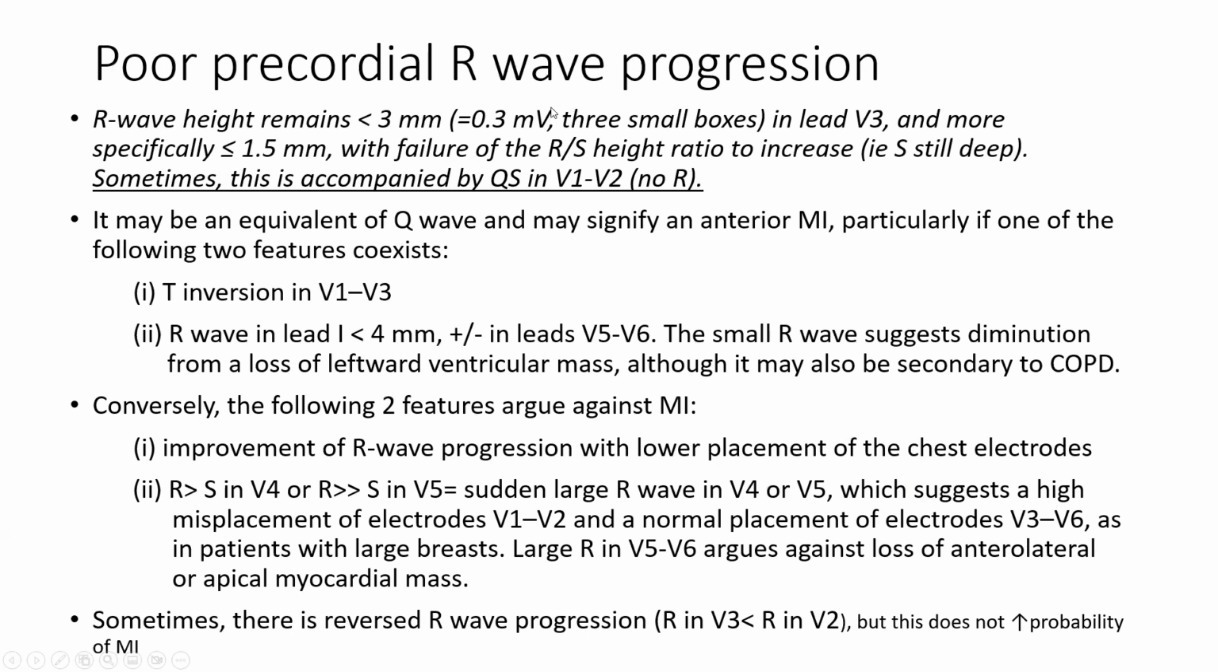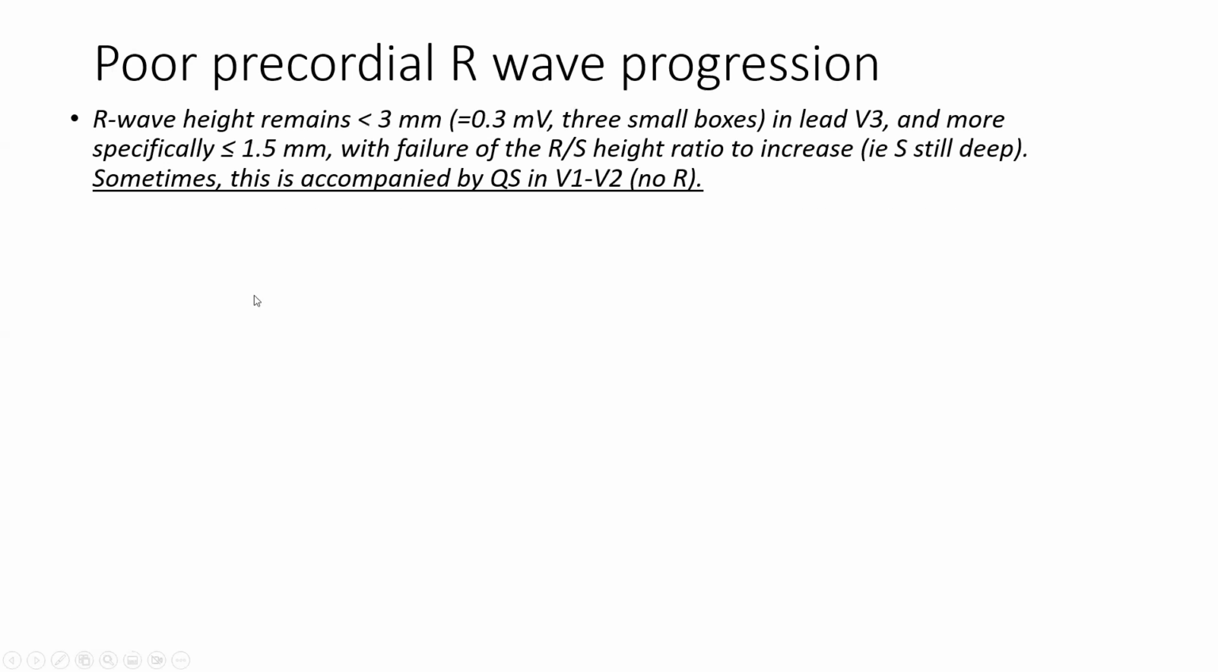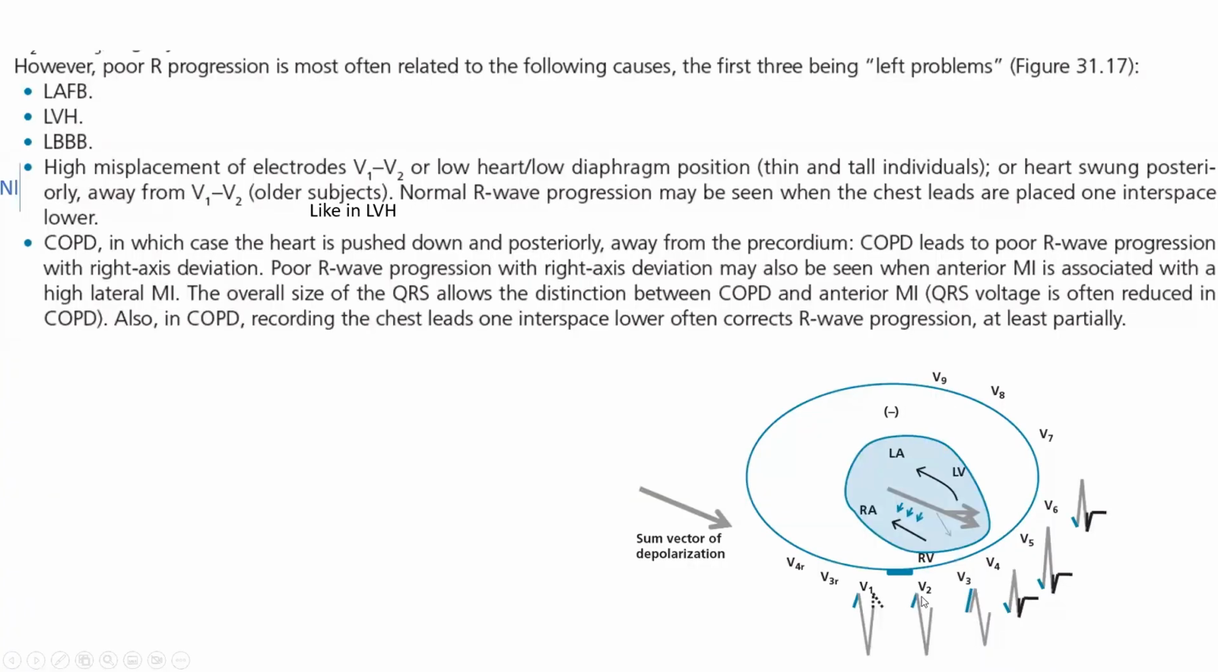The idea here is that most poor precordial R wave progression are not MI. Most of them are lead placement or heart position in relation to the leads. For example, if leads V1 to V2 are placed higher up, they are placed second intercostal space rather than fourth intercostal space, they will be too high in relation to the heart, and therefore the heart will be looking away from them, and you will have a negative. You will have a tiny R, big S, or full-blown QS in V1, V2.